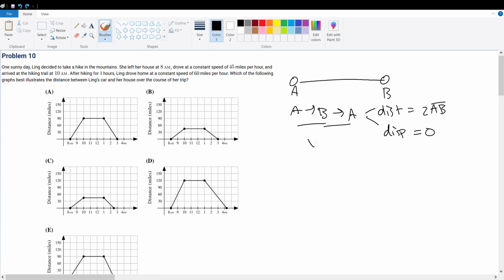So the final position minus the initial position will give you displacement, which is why, at the very end, everything touches back at 0, because it's 0 miles from her house. But that's just a side note. Let's get back to the main question.